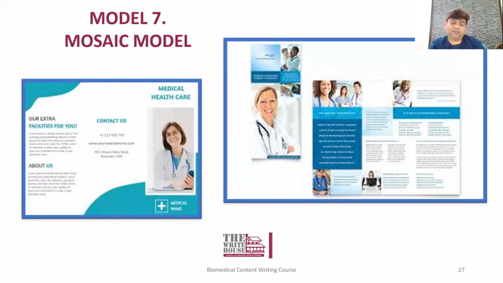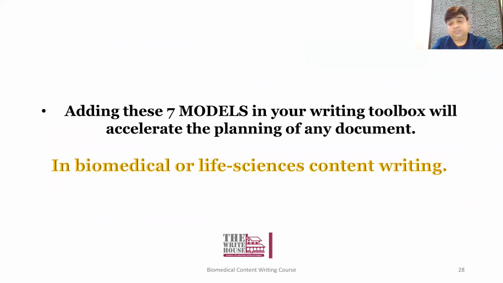So I think if you clearly understood these 7 models and you know their purpose, then once you select the model and start writing, you can make your content better, and you will be able to find the correct vocabulary, correct sentences, and better paragraphing for your writing using these models. Adding these 7 models to your writing toolbox will definitely accelerate the planning of your document. All these things are more of your planning for your document.